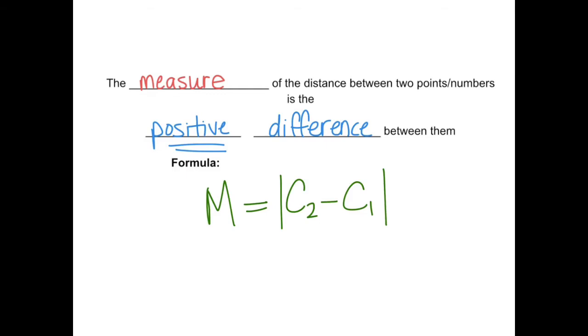Specifically, the measure of the distance between two points is the positive difference between them. So this formula states that the measure is equal to the absolute value of the second point, take away the first point.